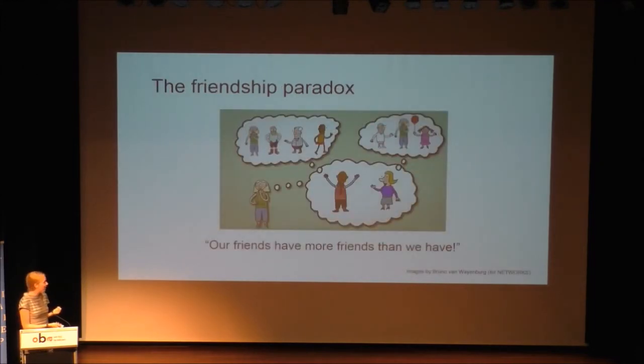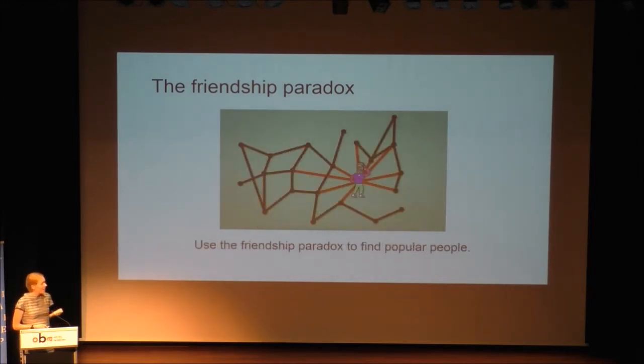Well, then we use the following paradox, which is called the friendship paradox. The paradox states, it's a little bit sad, that our friends have more friends than we do, on average. You may have always expected this, or you might be really shocked to hear it. But on average, this is true. And we can use this paradox to find popular people, people who have many friends or many neighbors. So how does it actually work?